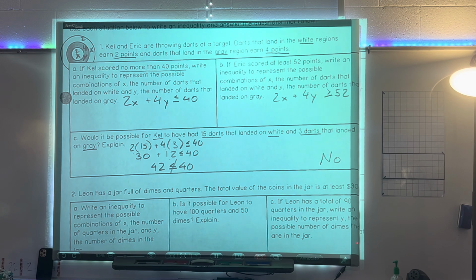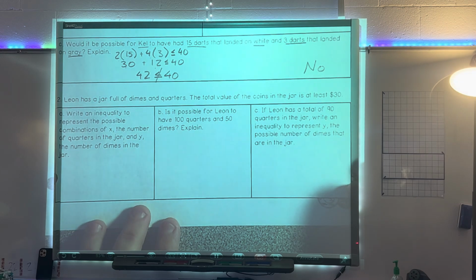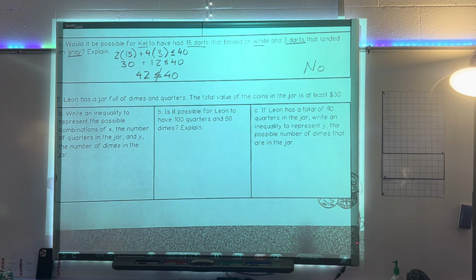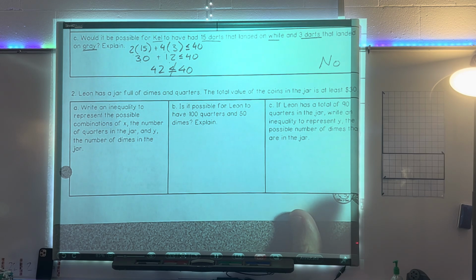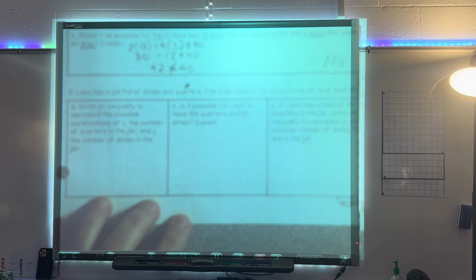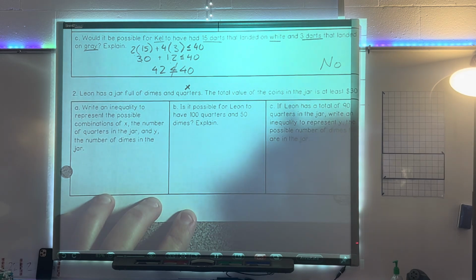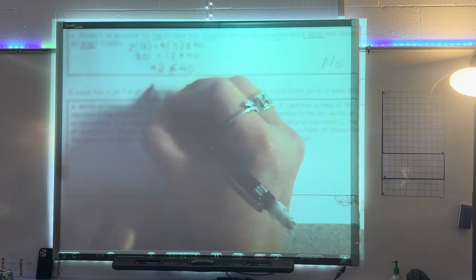We okay there? Alright, number 2, Leon has a jar full of dimes and quarters. The total value of the coins in the jar is $30. They want us to write an inequality to represent possible combinations of X, the number of quarters, so I'm going to put an X up here for my quarters, and Y, the number of dimes. So they wrote them in a different order.